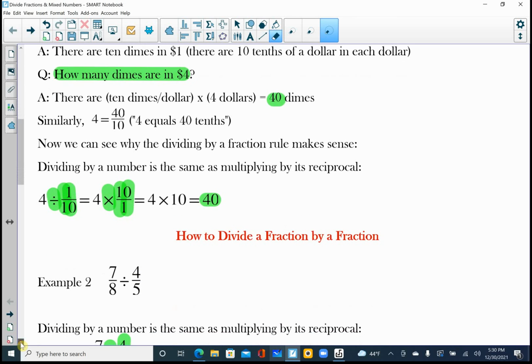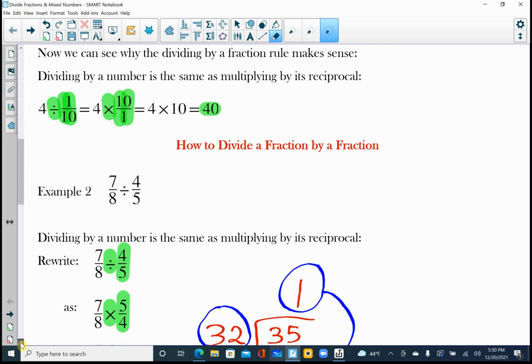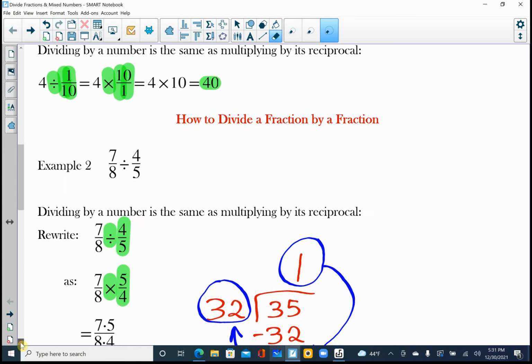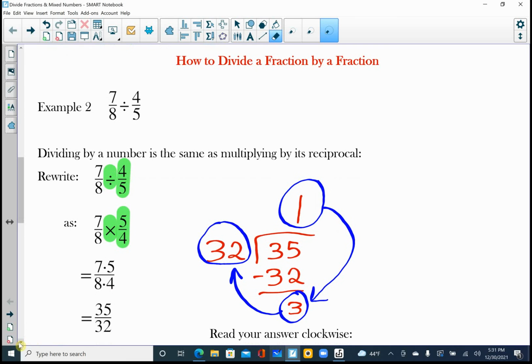So in example 2, we're going to divide 7/8 by 4/5. So dividing by a number is the same as multiplying by its reciprocal. So we will rewrite division by 4/5 as multiplication by 5/4. So we end up with top times top, multiplying the numerators, we have 35 on top, and multiplying the denominators, we have 32 on the bottom. So we end up with 35 over 32.